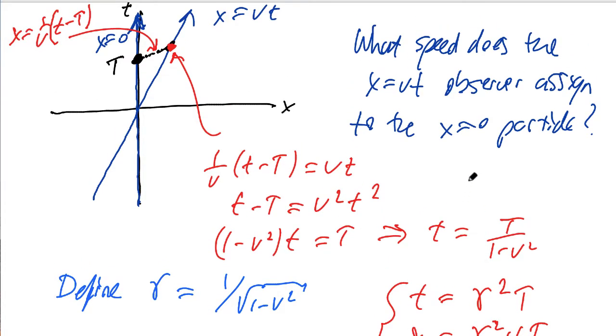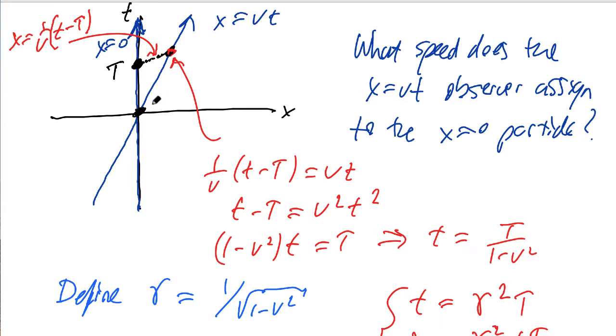All right, so now that we know the coordinates of this event, we can work out the time as seen by this observer's clock between this origin event and this event that we just worked out the coordinates of. We can work out the proper time as well as the proper distance between these events. So first of all, what is the proper time between these events?